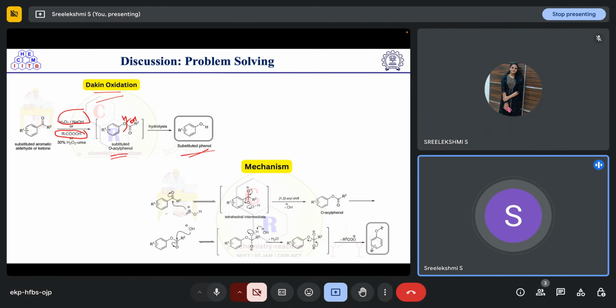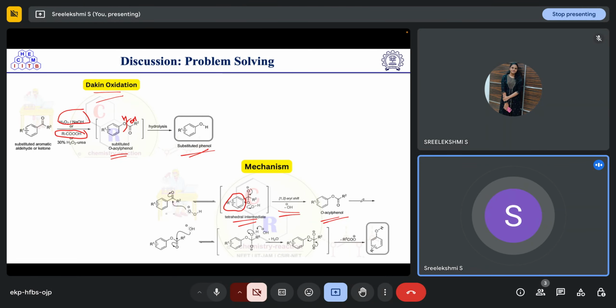So the mechanism is almost similar. First, the O minus from this peroxy acid peroxide will attack over the carbonyl center to form this tetrahedral intermediate. Then this 1,2 aryl shift is happening because this benzene ring has more migratory aptitude, so it will migrate to this oxygen center. This OH minus will be leaving to form this O-acyl phenol.